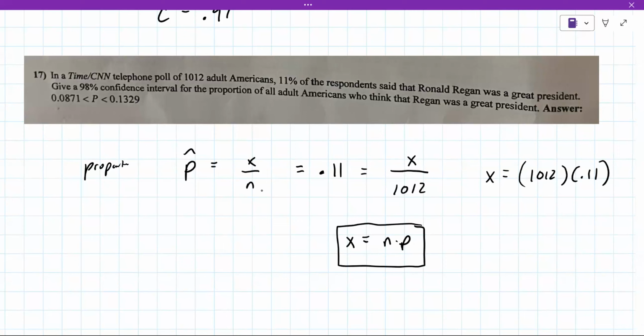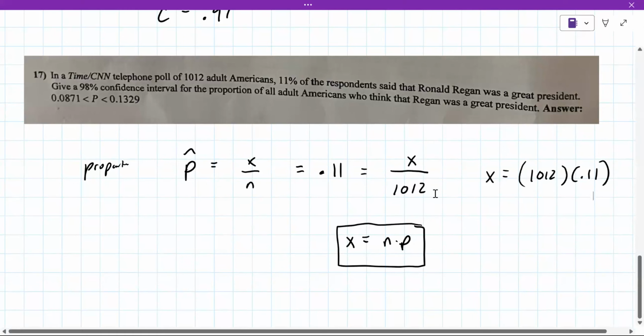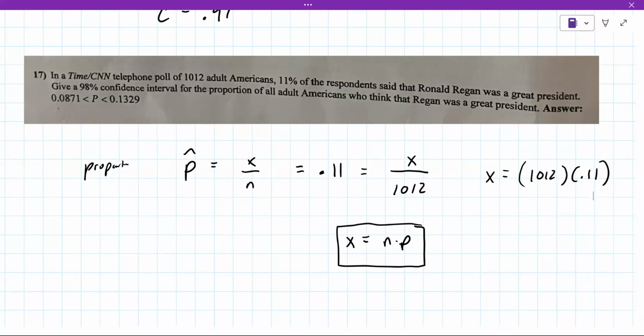Well, you're going to see in your calculator that your calculator wants an x, and we're going to see what the problem is when that happens. So, could you calculate this, 1012 times 0.11? 111.32. Okay.